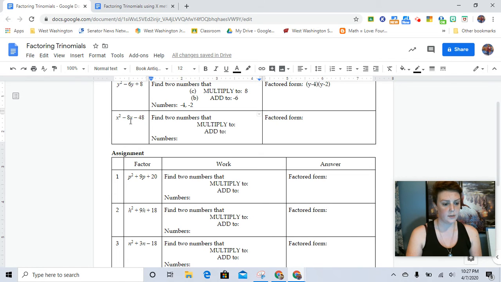So here, what two numbers multiply to be negative 48 and add to be negative 8? And those numbers are, got it, negative 12 and 4. So my factored form, my final answer, is going to be y minus 12 times y minus, or I'm sorry, not minus, plus 4. So here, negative 12 times positive 4 is negative 48, and negative 12 plus 4 is still negative 8.